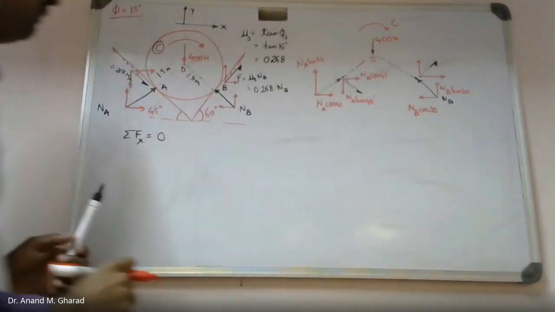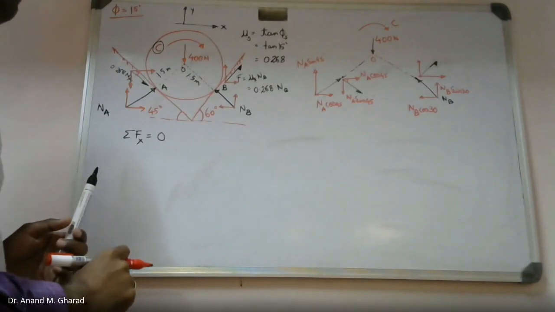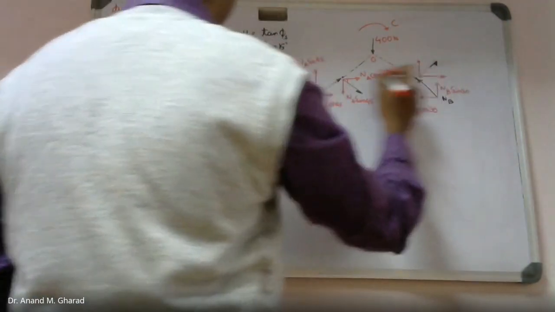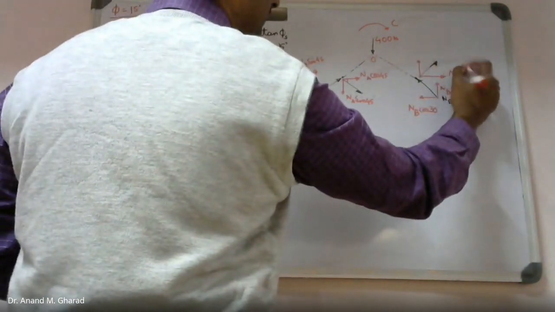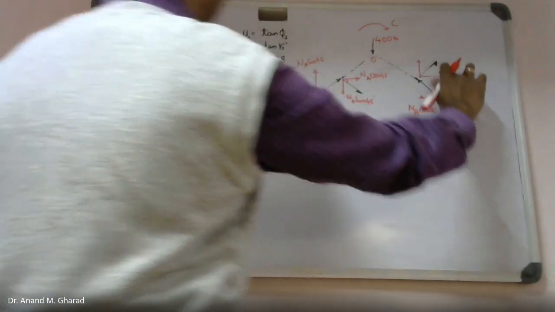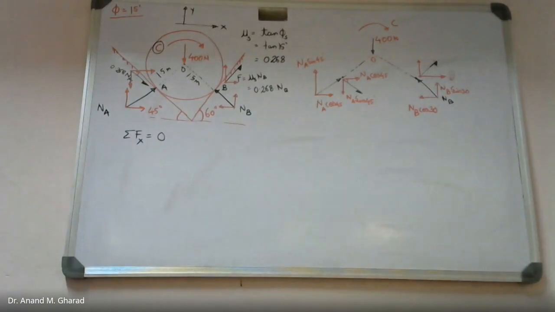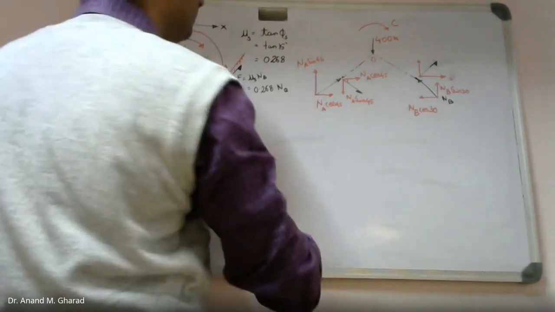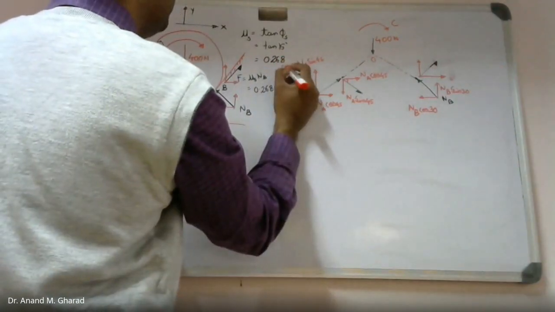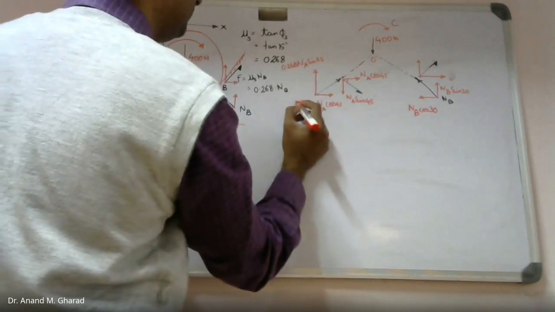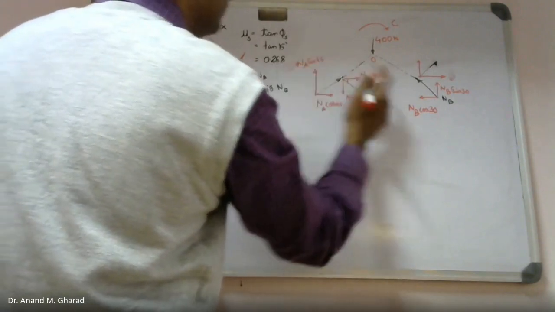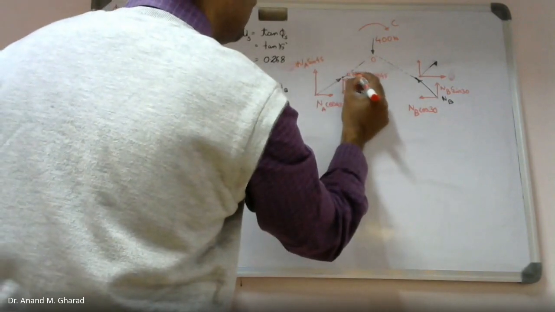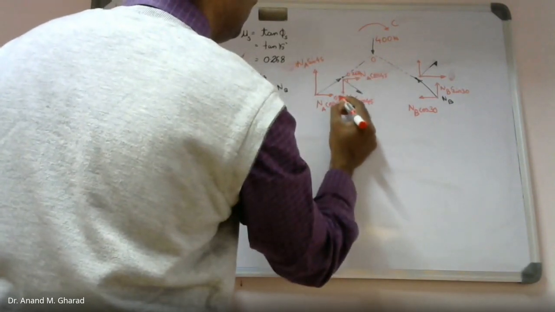This component now shall be, sorry, not n. This will be 0.268. 0.268 times. Oh, sorry, not this. My bad. This 0.268 and this will be 0.2.